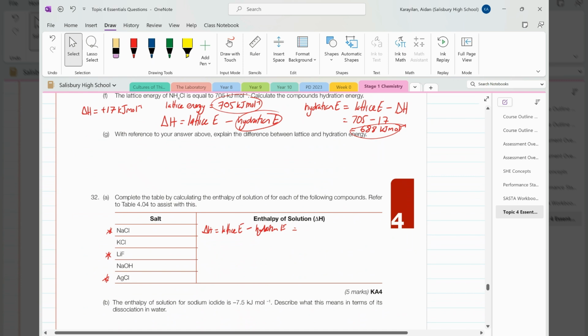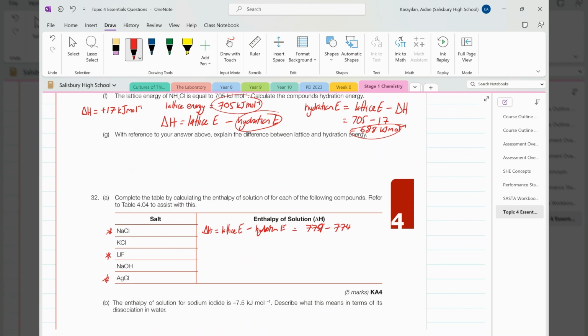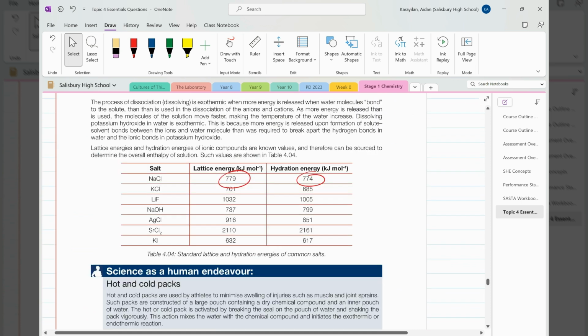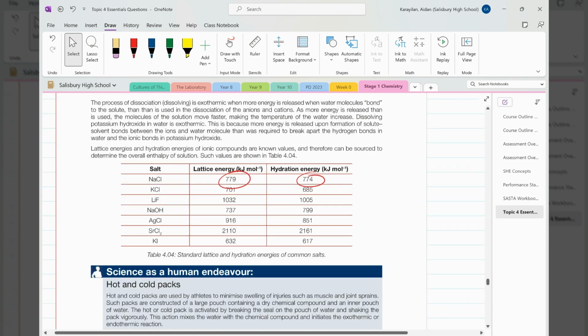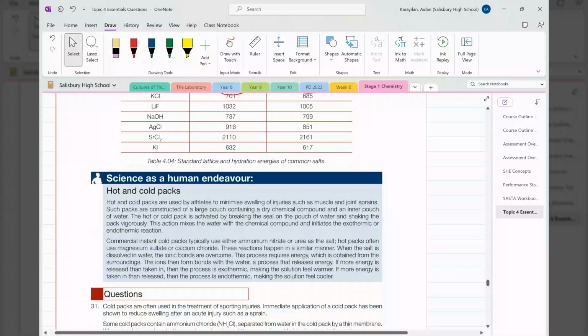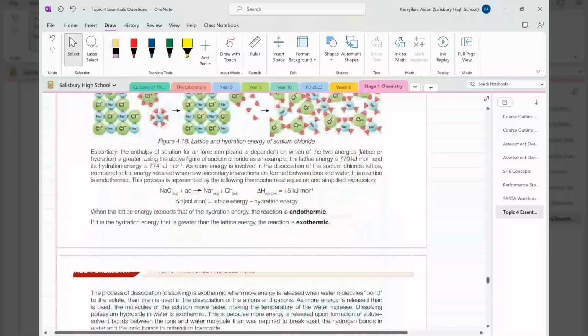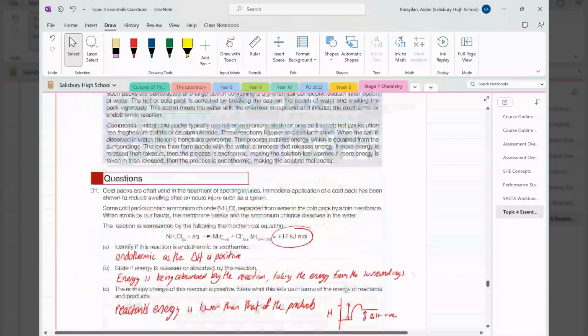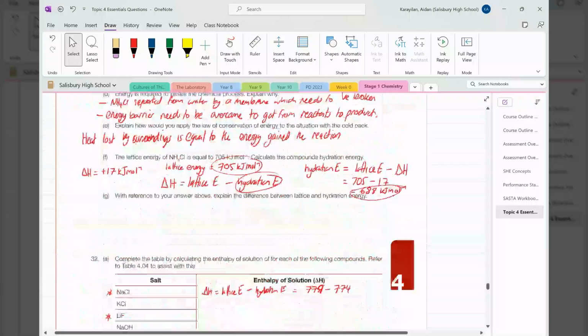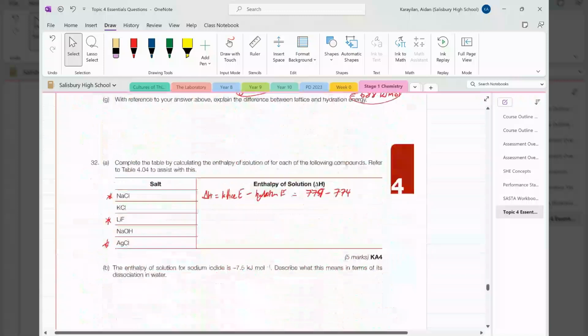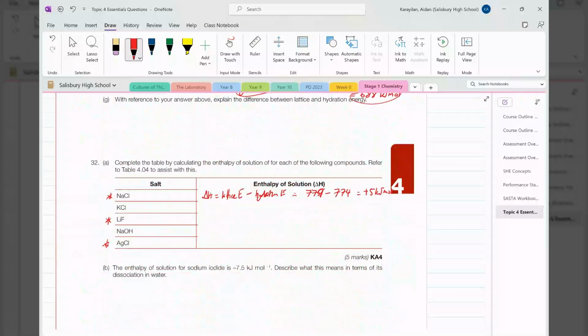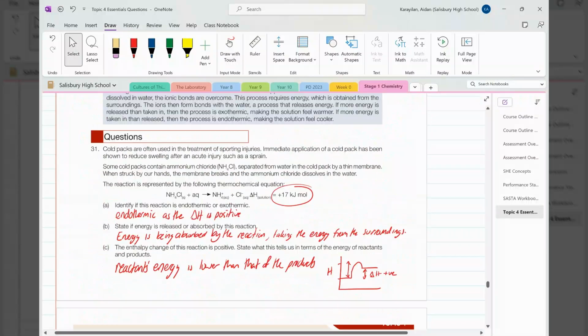So this one is 779, sorry, minus 774. Actually, did I read it the wrong way? Lattice energy 779, hydration energy is 774. I think that's the right way I've written. Yep. 779 minus 774 equals positive 5 kilojoules per mole. And that's our answer.